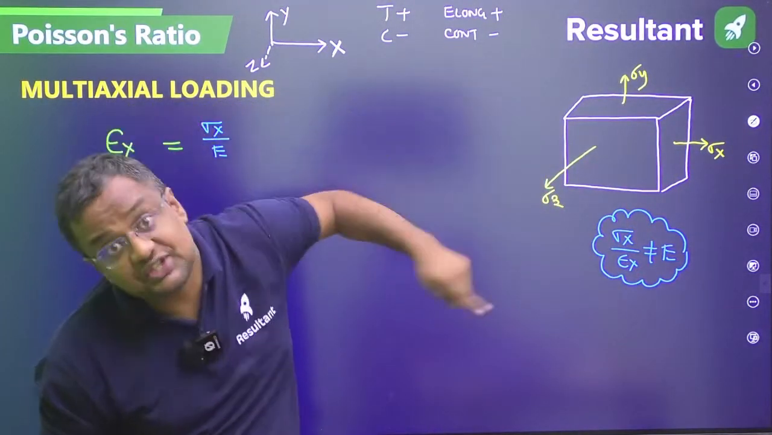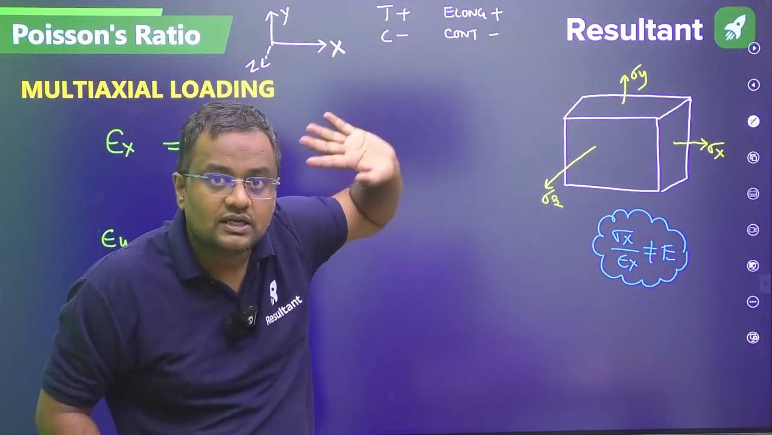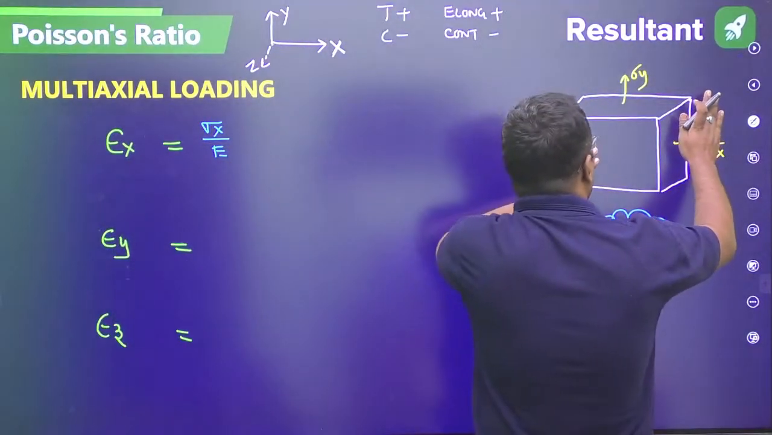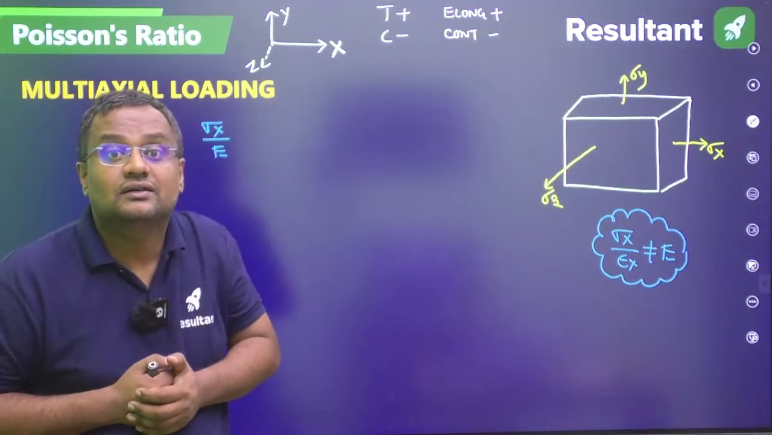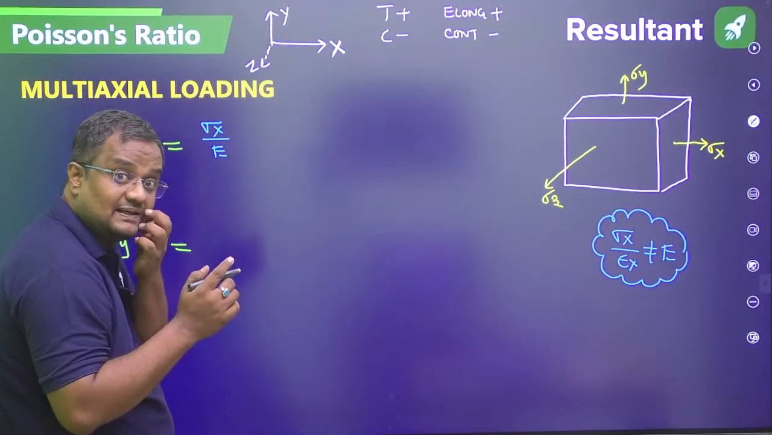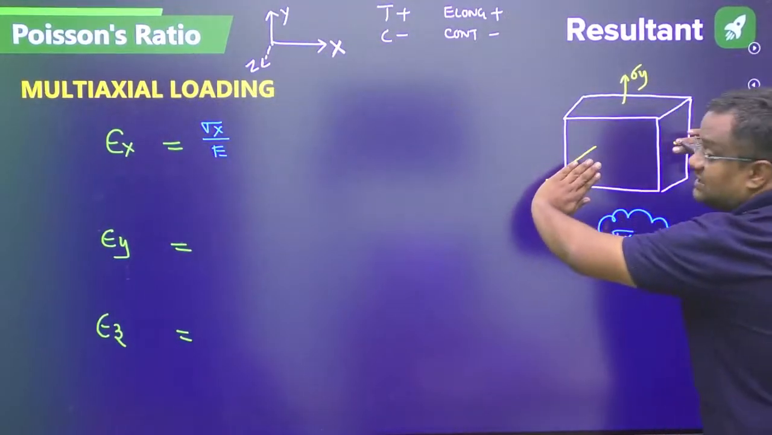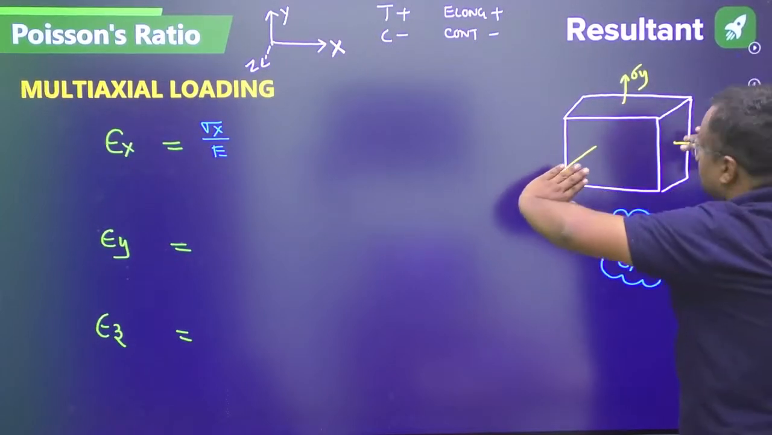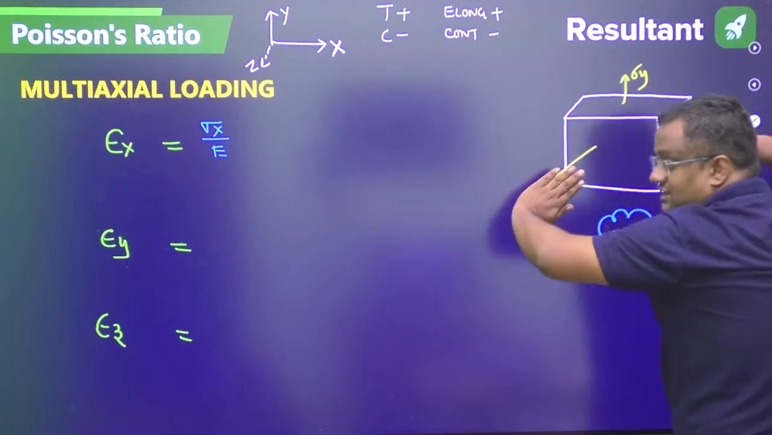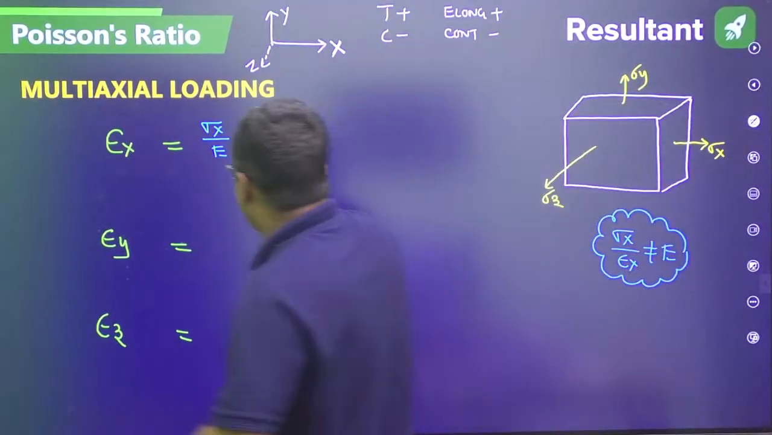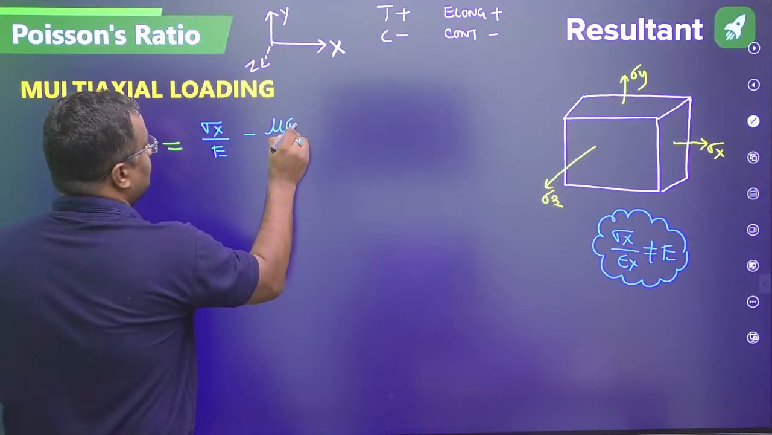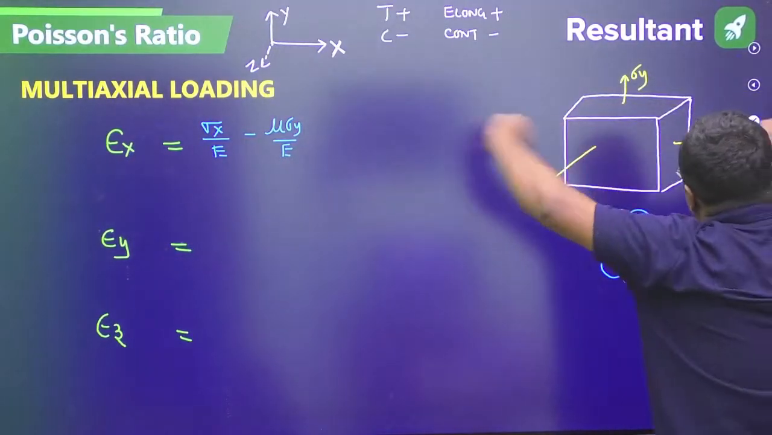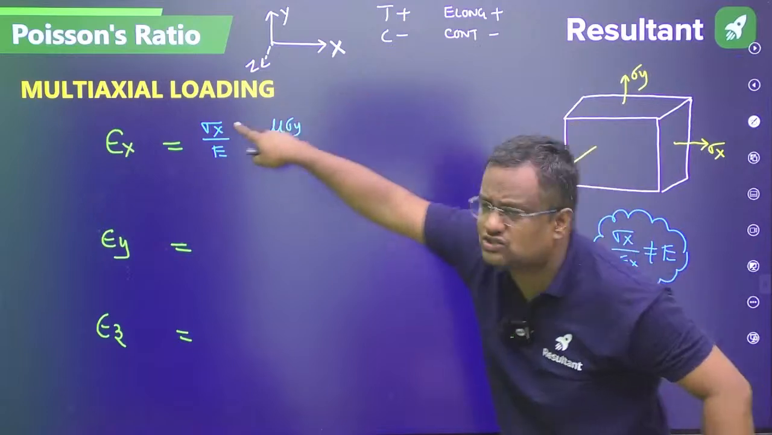Now delete these two. Due to sigma y, strain in y direction will be sigma y by E. But in x direction, the strain will be lesser. If you delete these two, now y becomes longitudinal, and x and z become lateral. So due to sigma y, strain in y direction will be sigma y by E, but in x direction it will be lesser. How much lesser? Mu times. And if it is positive, this has to be negative. Because if sigma x is like this, in x direction it is elongating, so it is plus.